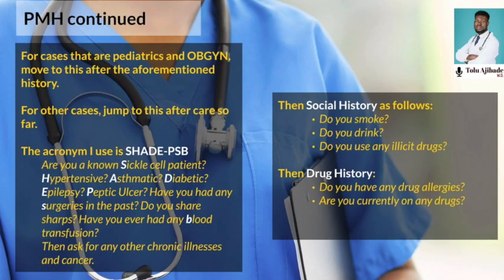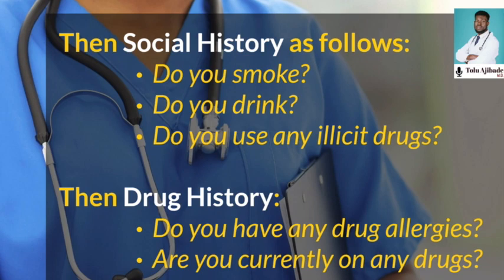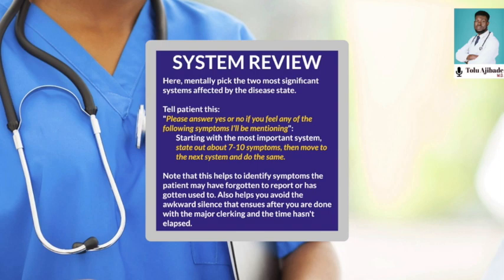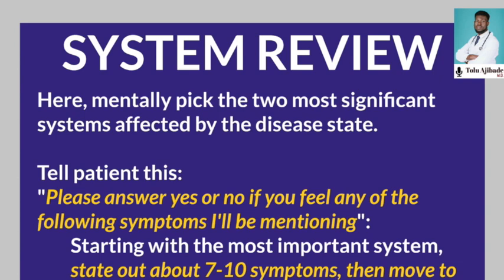And then we said patient PSB, quick recap, social history, drug history. Okay, to system review. Okay, so here you mentally pick two most significant systems affected by the disease. I expect you to have learned at least 10 to 15 symptoms per system already, because that could be a whole section of the OSCE exam. So learn 10, 15 important symptoms for each system. And that would come very handy in this section of the clerking, okay?